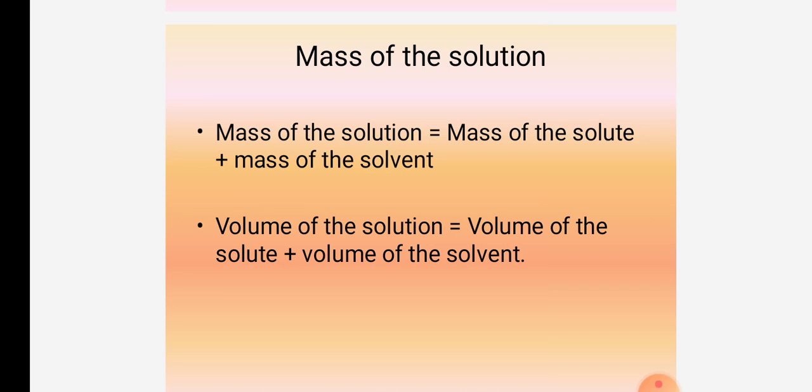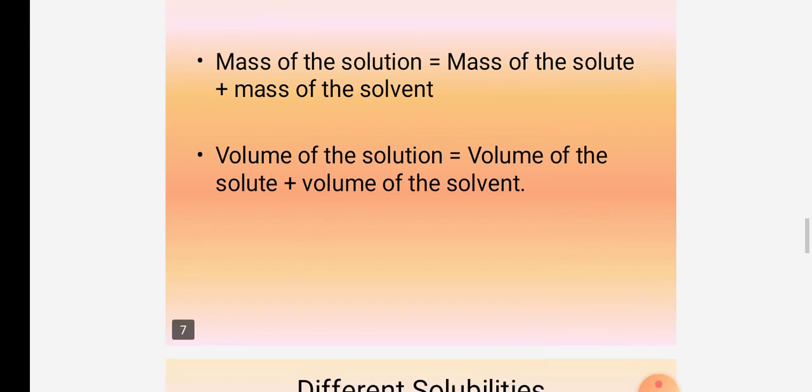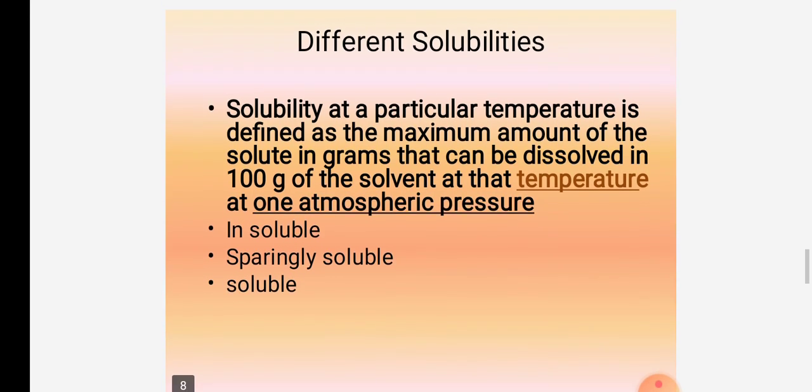Mass of the solute divided by mass of the solution. Volume of the solute divided by volume of the solution, and both we have to multiply by 100 in order to convert into a percentage. I think now we are clear with the calculation of concentration of a solution.